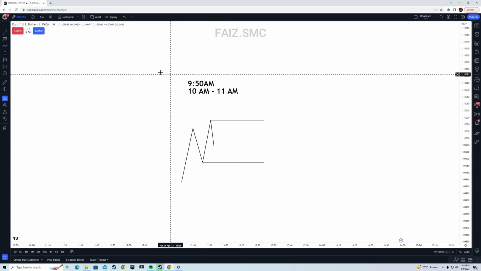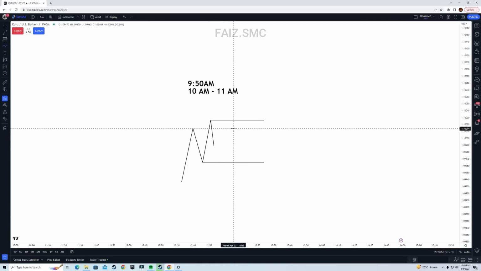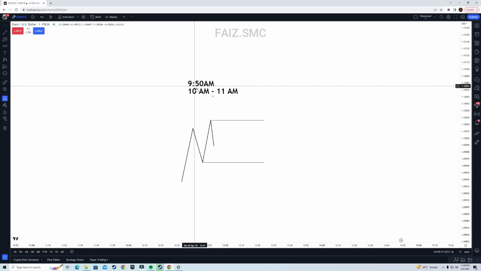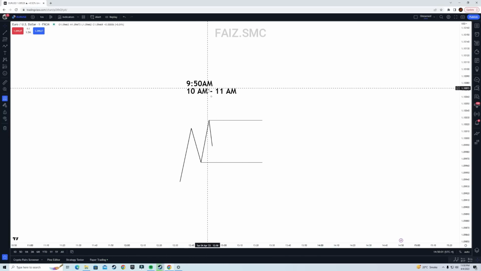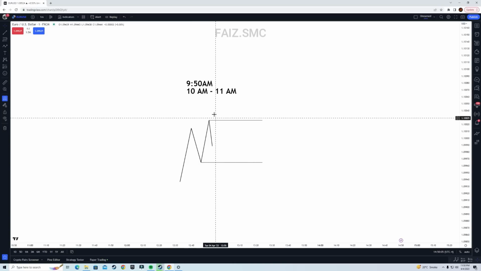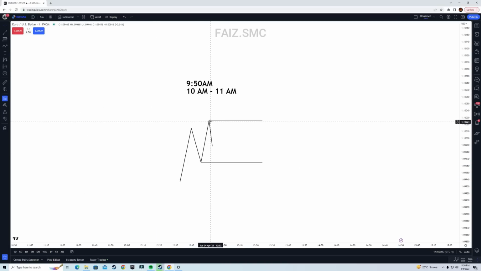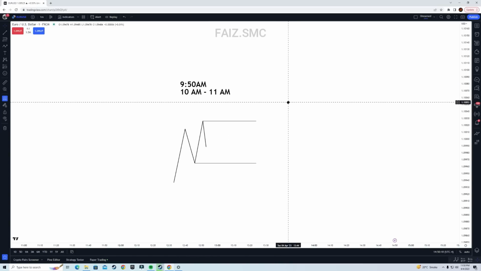Now at 9:50, you can start looking for a liquidity purge. So at 9:50, you mark out the high and low. Let's say there is no clear high or low at 9:50. You can wait till 9:55, no problem at all. At 9:55 or 9:50, you mark out the low and the high. Recent low and high, doesn't matter. Don't look at the previous price action. Just stay here, mark out the low and the high at 9:50 or 9:55.